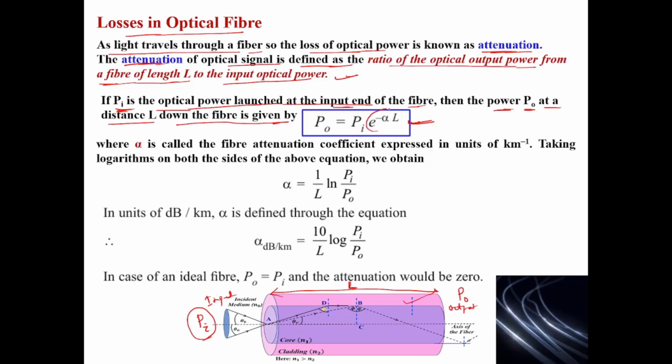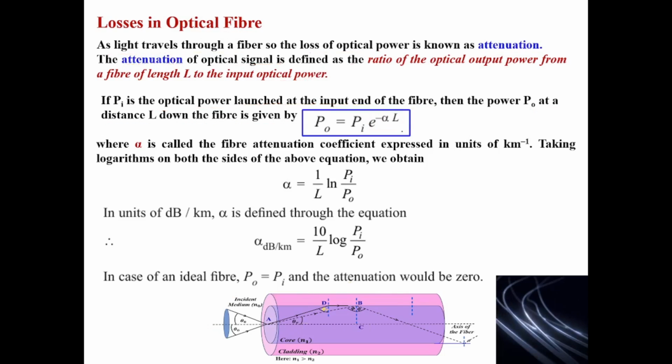Obviously this factor is less than 1, so Po will be less than Pi. This ratio Po by Pi is called the attenuation of an optical signal. Here alpha is called the fiber attenuation coefficient. Its unit is kilometer inverse.